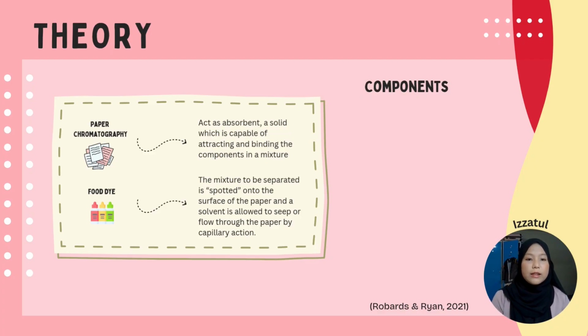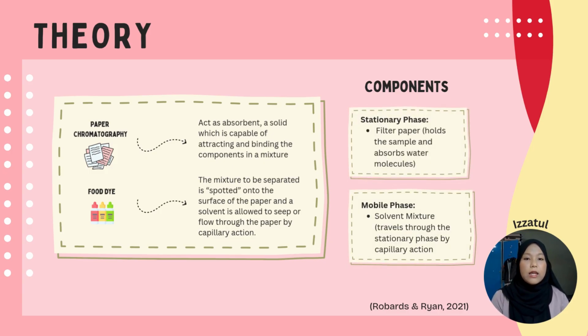There are two components in paper chromatography, which are the stationary phase and the mobile phase. For the stationary phase, the filter paper holds the sample and absorbs the water molecules. For the mobile phase, the solvent mixture travels through the stationary phase by capillary action.